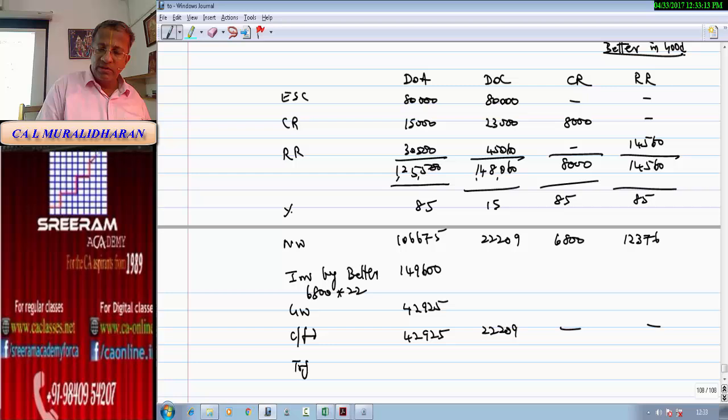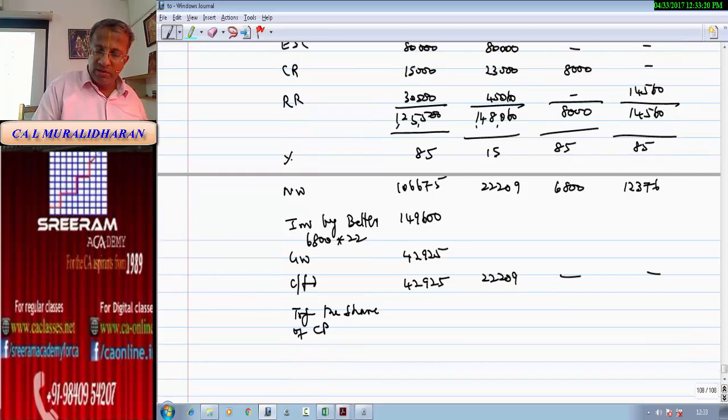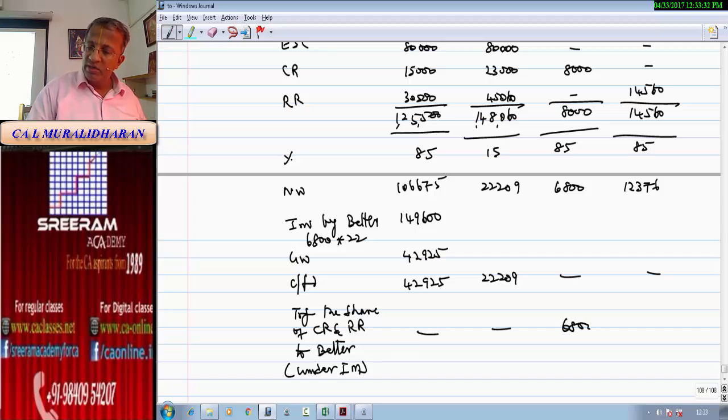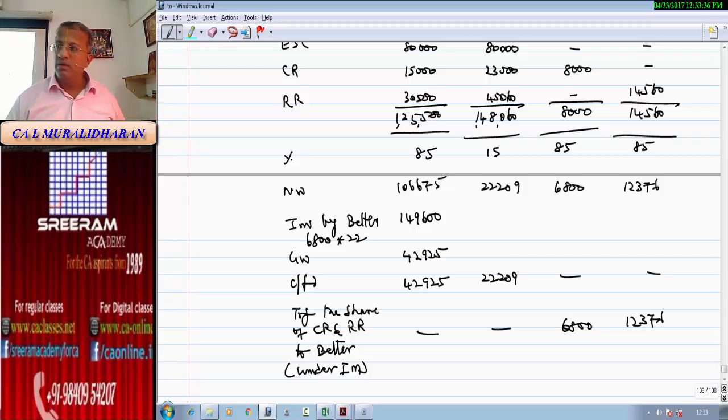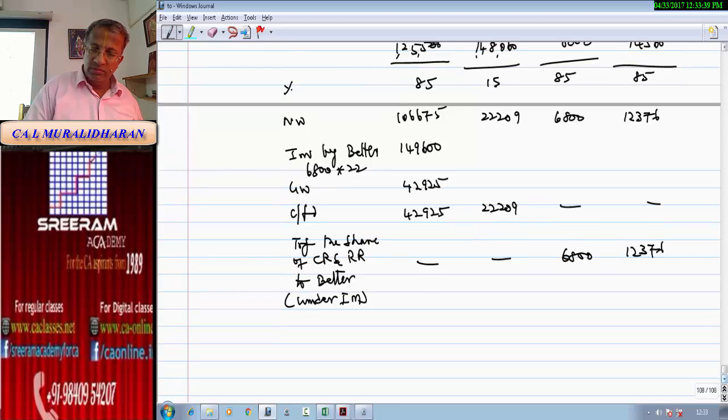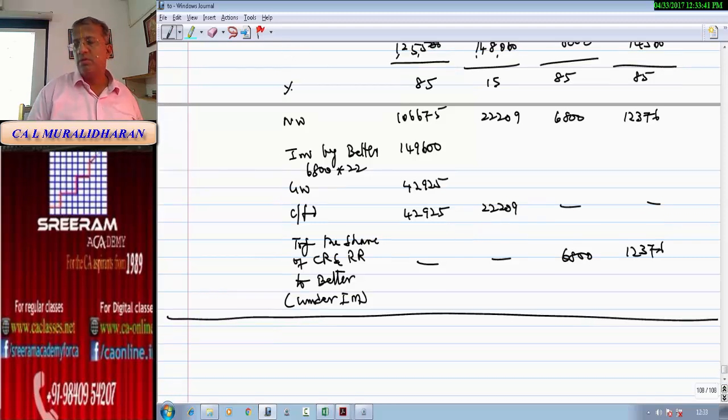Then transfer the share of capital reserve and revenue reserve to better under indirect method. 6,800, 12,376. Is it okay?